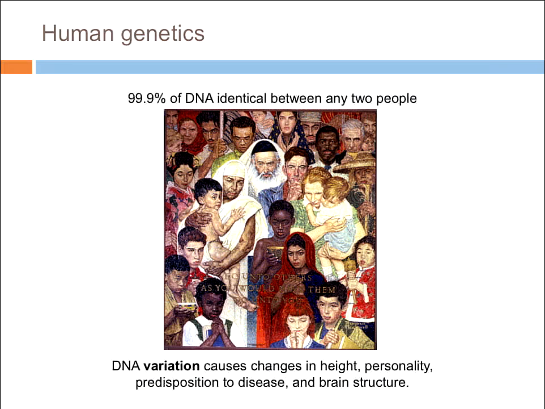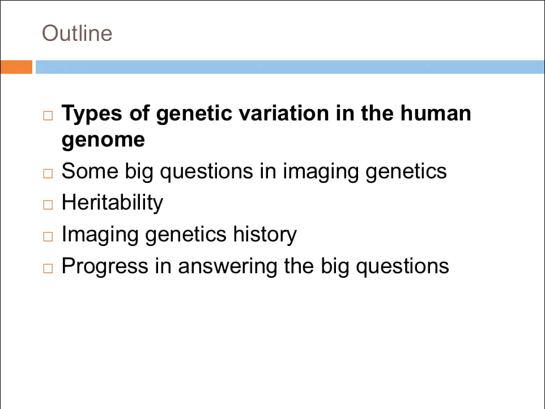So I'm going to start with a very basic principle, and that's that we're all human. Since we're all human, we have virtually the same DNA. 99.9% of our DNA is identical between any two individuals. But that 0.1%, that small bit of variation, is important. That small bit of variation creates changes in height, in personality, predisposition to disease, and also what we're interested in for imaging genetics, brain structure and function.